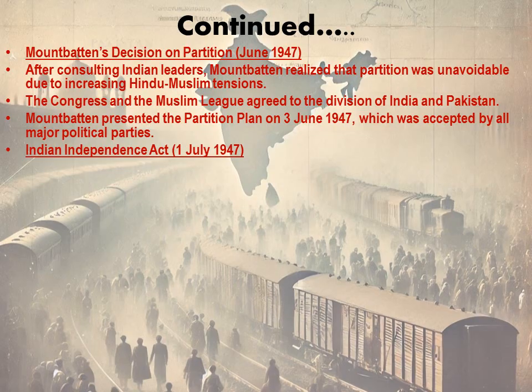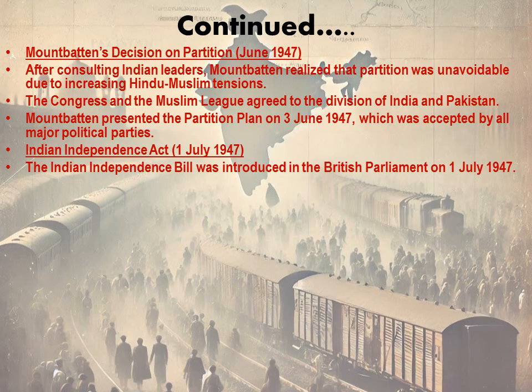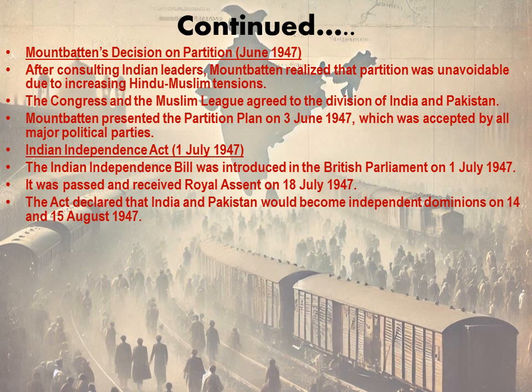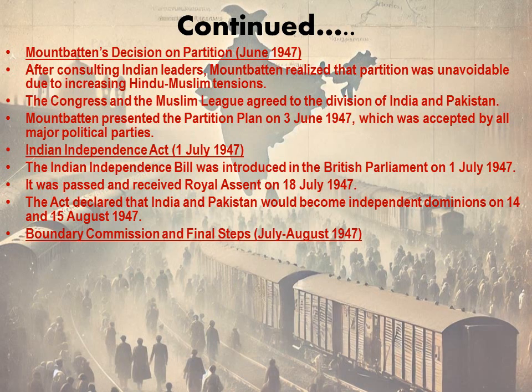Indian Independence Act, 1st July 1947. The Indian Independence Bill was introduced in British Parliament on 1st July 1947. It was passed and received royal assent on 18 July 1947. The act declared that India and Pakistan would become independent dominions on 14th and 15th August 1947.